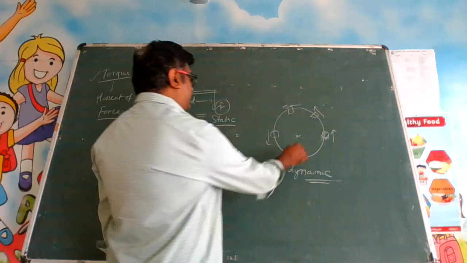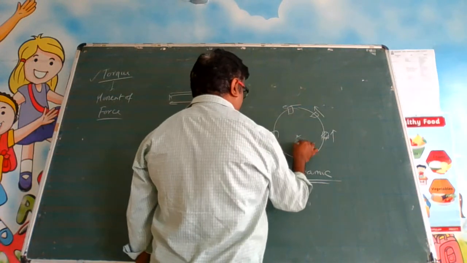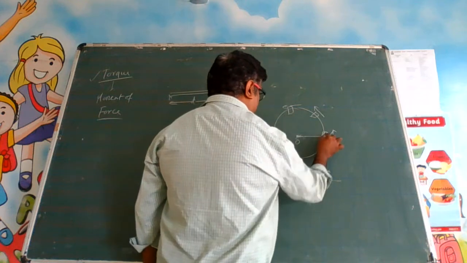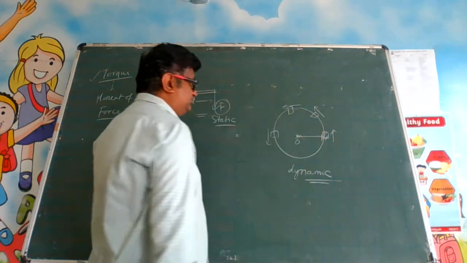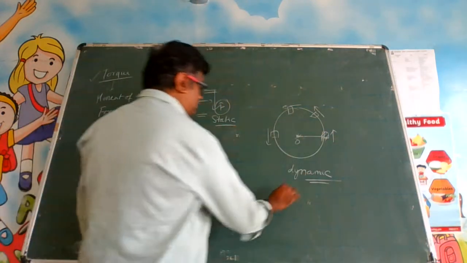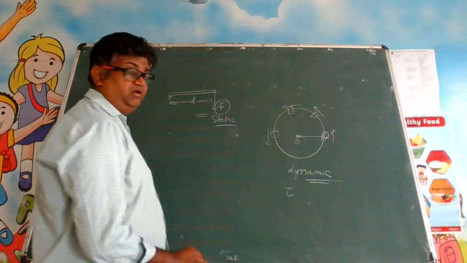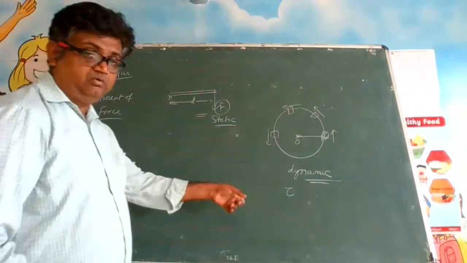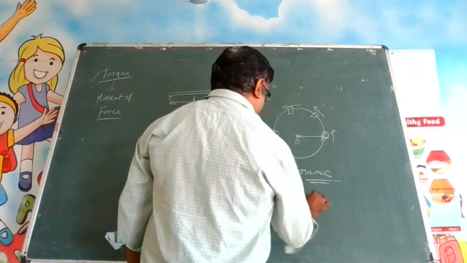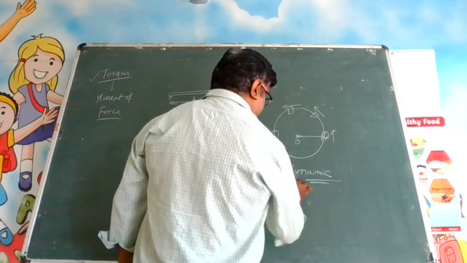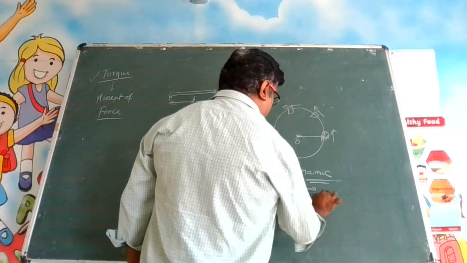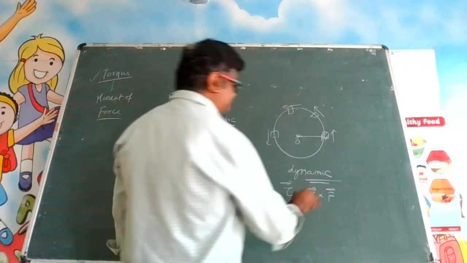Here, the point about which it is rotating, let us say this point O. So force multiplied by perpendicular distance is called torque. It is denoted by a Greek symbol tau. Tau is a vector. Tau vector is defined as r cross F.